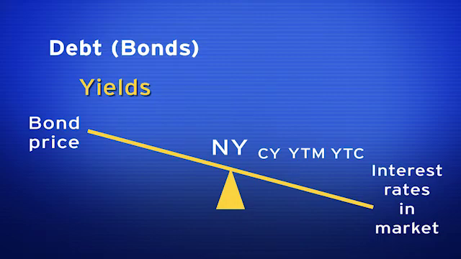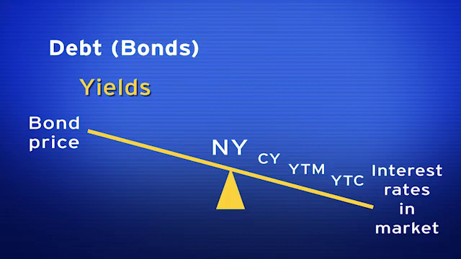Now, let's take a look at the relationship of the different yields to one another. What happened to my yields? Well, the nominal yield is in the center of the seesaw, so it never changes. But current yield, yield to maturity, and yield to call, all of those will go in the direction of interest rates. So current yield will fall, yield to maturity will fall, and yield to call will fall. Now, which of those four yields will fall the most? Yield to call. Which will fall the least? Current yield. Which yield will not change? The interest rate on the bond will not change. Nominal yield is unchanged.